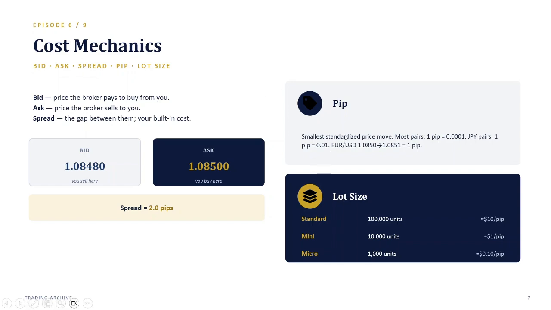A pip is the smallest standardized price move. For most pairs, 1 pip is 0.0001, which is 4 decimal places, with an exclusion for JPY pairs. For JPY pairs, 1 pip is 0.01, which is 2 decimal places, because that's how the JPY is quoted. As you continue further, you'll understand why they are quoted like that. But for now, that's the gist.